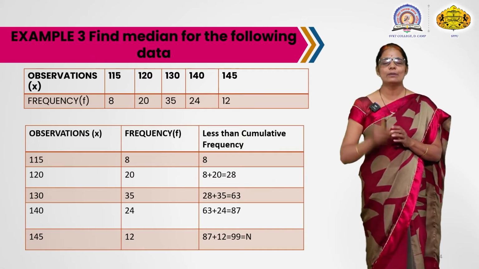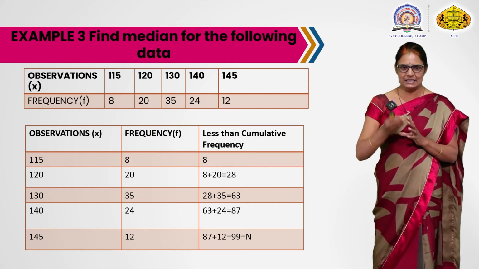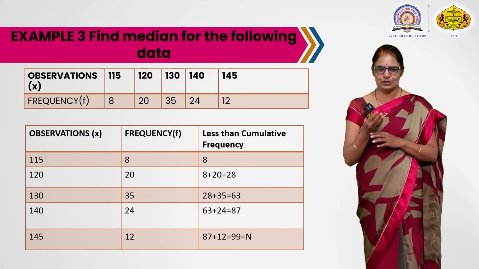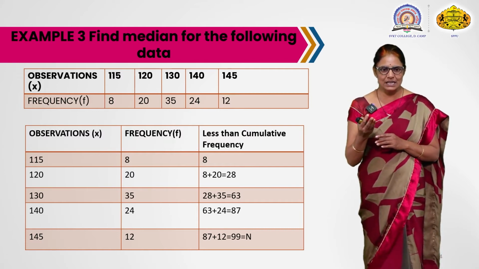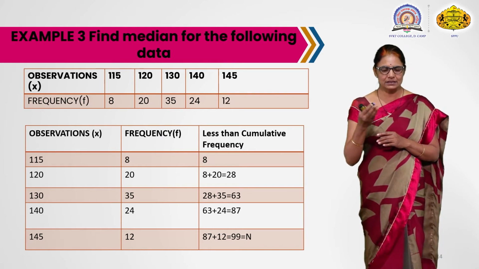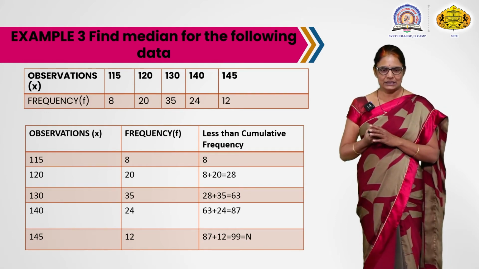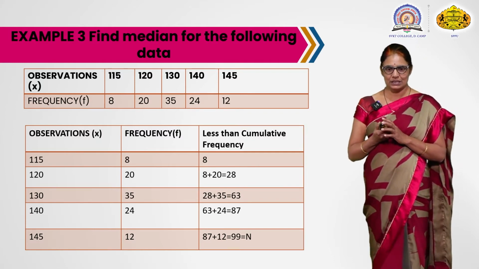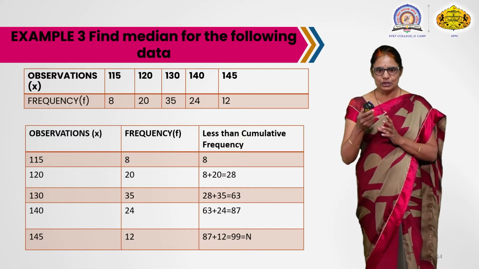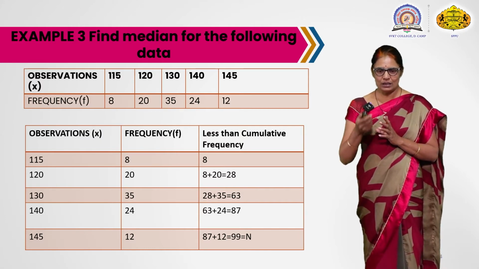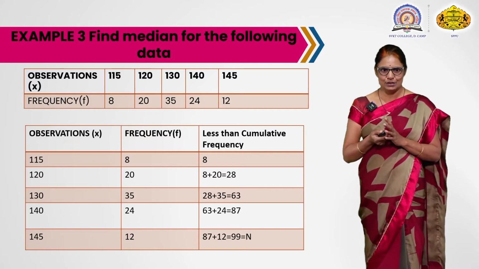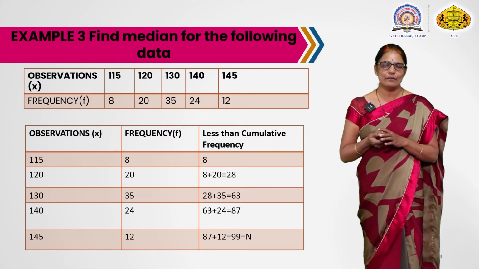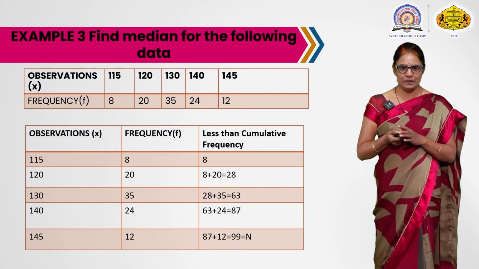See here, the less than cumulative frequency indicates that the first number is 8, so there are 8 observations whose value is 115. Next, 20 observations are there whose value is 120. Next, there are 35 observations whose value is 130. So we want to find the 50th observation. Now see here, from 29 to 63 all the observations are 130. So obviously the 50th observation is again 130.